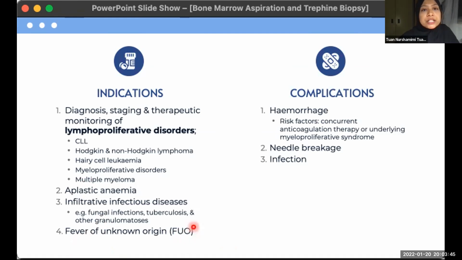So what are the complications of this procedure? First, we have hemorrhage, for which the risk factors are concurrent anticoagulation therapy or underlying myeloproliferative syndrome. The second complication is needle breakage, and third is infection.